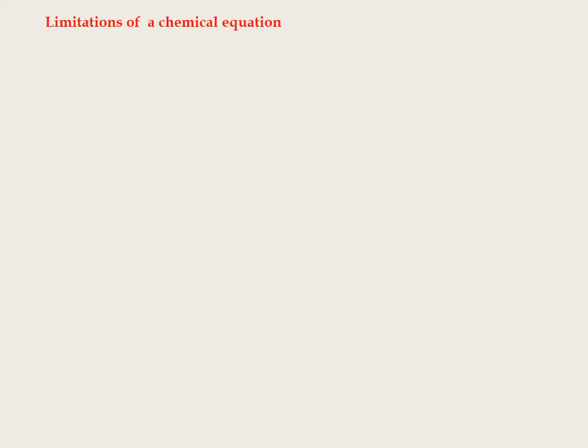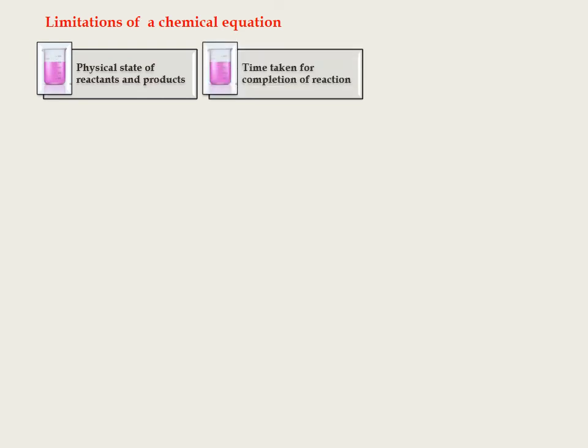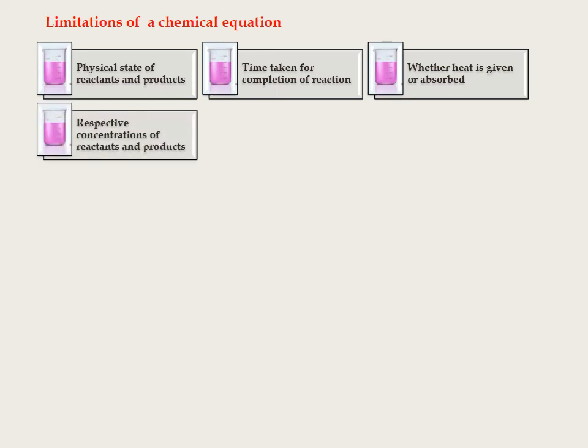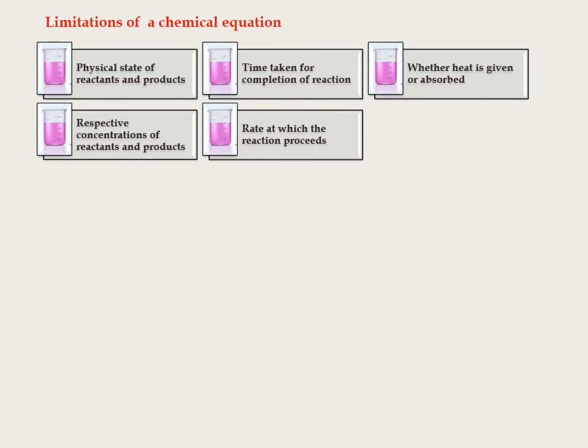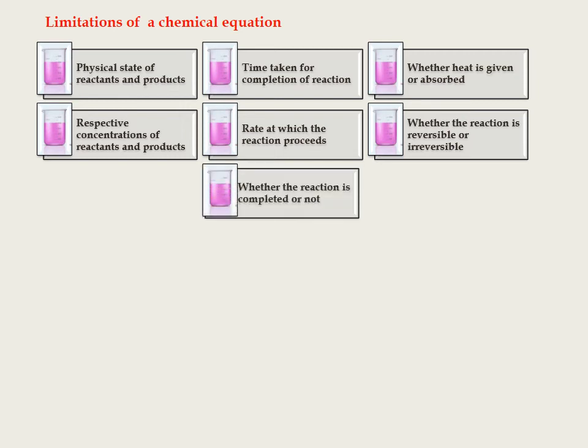Let's see the limitations of a chemical equation. A chemical equation does not tell us the physical state of reactants and the products, that is, whether the substances are solid, liquid, or gas, the time taken for completion of reaction, whether heat is given out or absorbed during the reaction, the respective concentrations of reactants and the products, the rate at which the reaction proceeds, whether the reaction is reversible or irreversible, whether the reaction is completed or it is not completed.